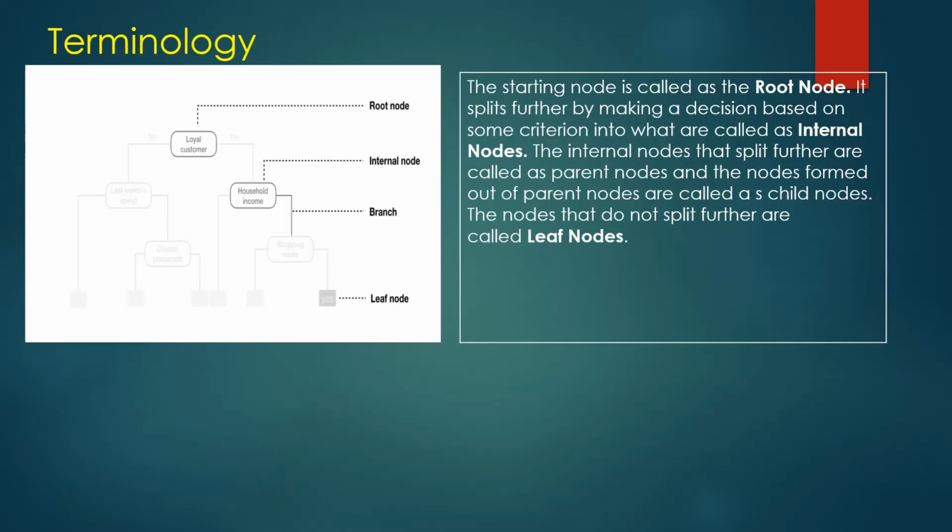There is terminology. There are many nodes. The starting node is called the root node. It is split further by making a decision based on some condition into what are called internal nodes. The internal nodes that split further are called parent nodes, and the nodes formed out of a parent node are called child nodes. The nodes that do not split further are called leaf nodes.